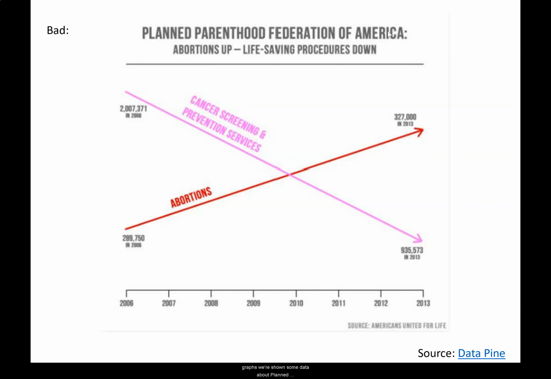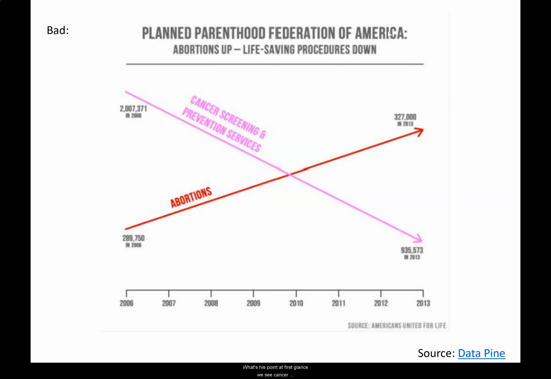We're shown some data about Planned Parenthood. This graph was shown in 2015 when the United States Congress was questioning the president of Planned Parenthood about a misappropriation of federal funding. And Representative Jason Chaffetz of Utah explained the graph, saying the pink shows reduction in breast exams, the red is increase in abortions. His ultimate point being that your preventative services are decreasing, but your abortions are increasing. And this is not acceptable.